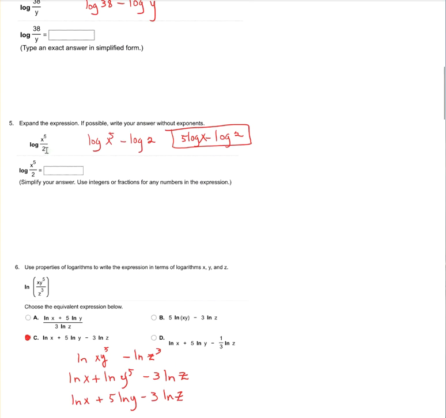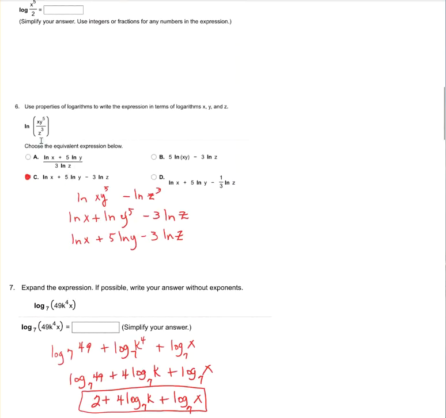Log of x to the 5th over 2. That becomes a subtraction. So we got log of x to the 5th minus log 2. And then the power can come to the front. That'd be the only other thing to do there.